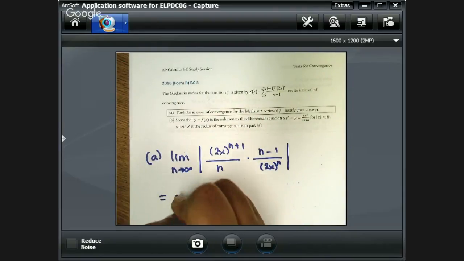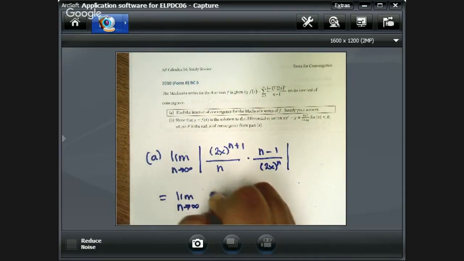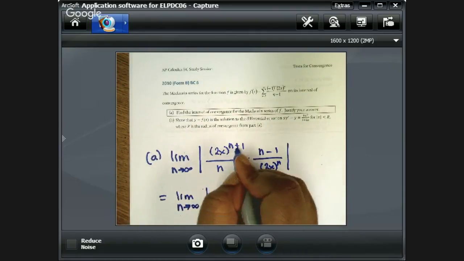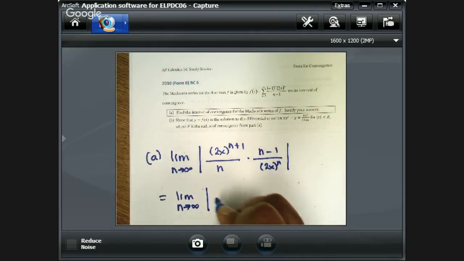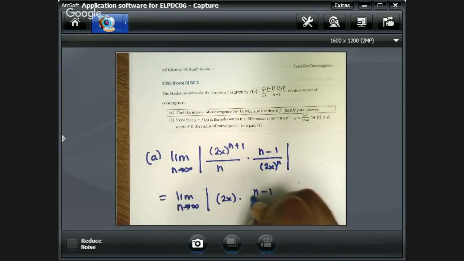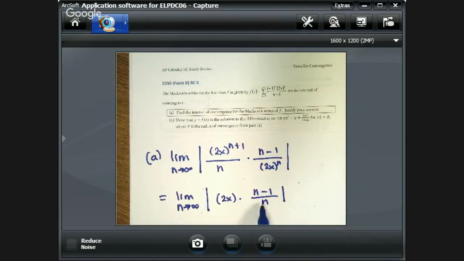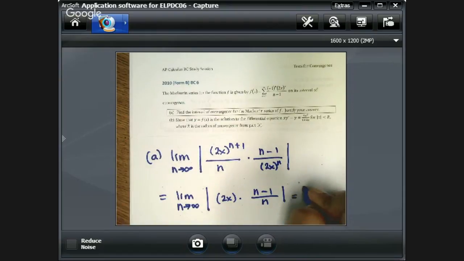So this is going to be equal to the limit as n goes to infinity of, well, 2x to the n plus 1 divided by 2x to the n is just 2x. And I'm left with n minus 1 over n. The limit as n goes to infinity of this second fraction over here is 1. So this limit is equal to the absolute value of 2x.